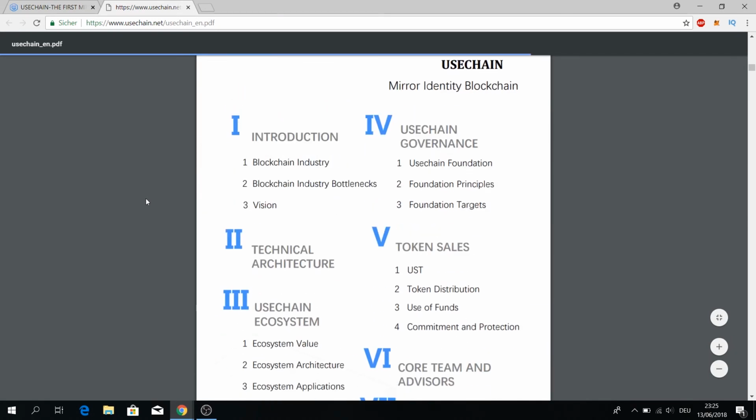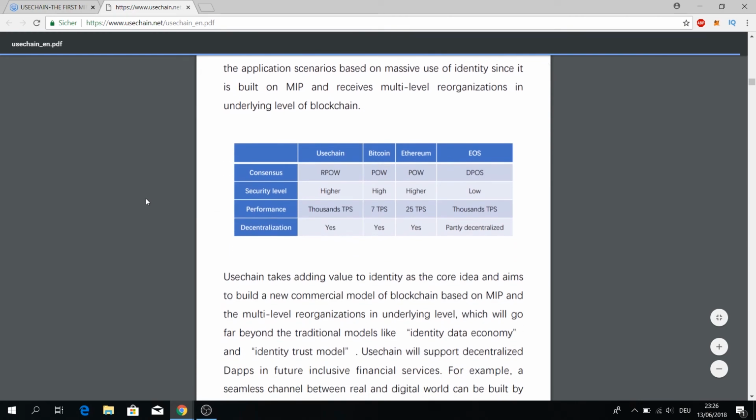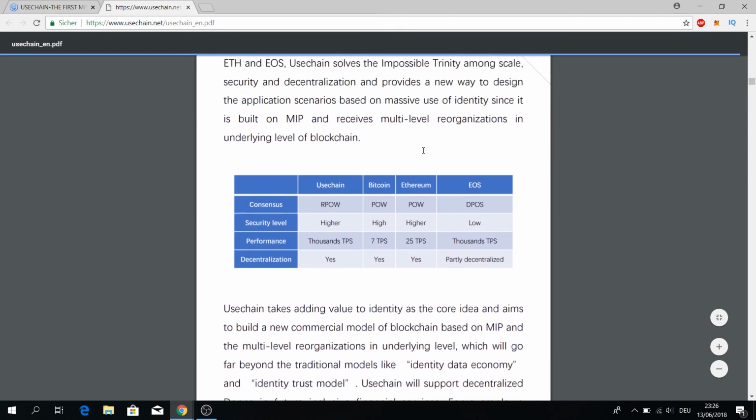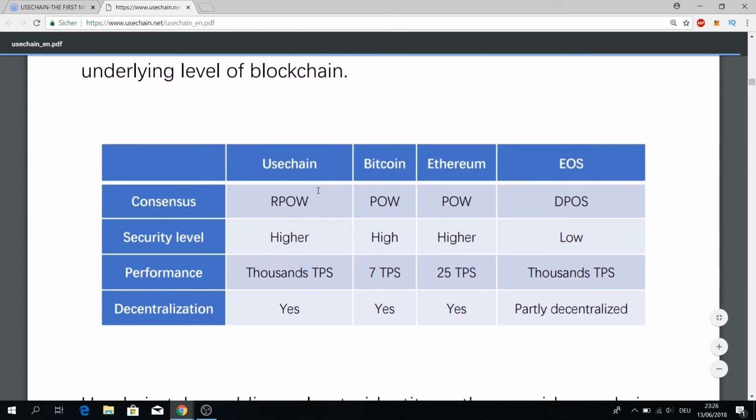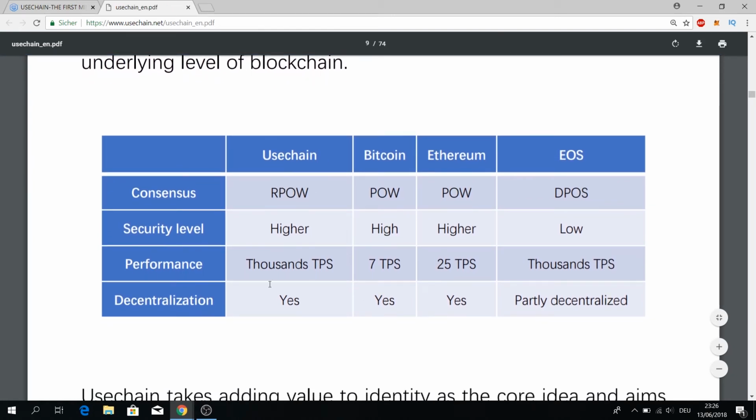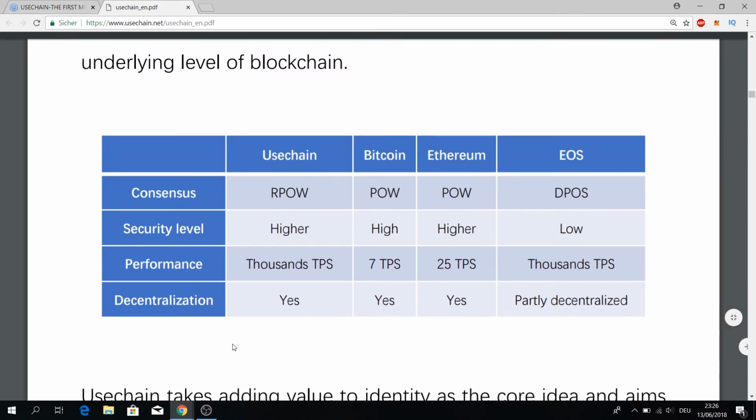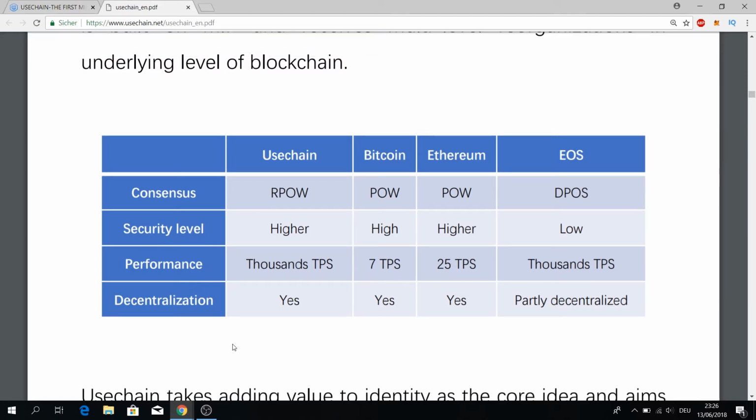I've told you earlier that Usechain is combining the best out of three worlds, of Bitcoin, Ethereum, and EOS. And here you can see, let me zoom in, it is basically combining and looking at what is the best from a consensus perspective, from the security perspective, from the performance perspective, from the decentralization perspective. I think Usechain did a very good job developing this concept, and I'm very much looking forward to this project.